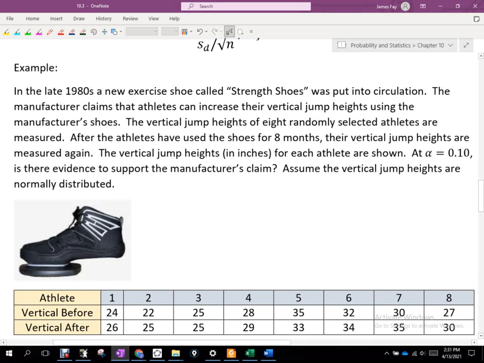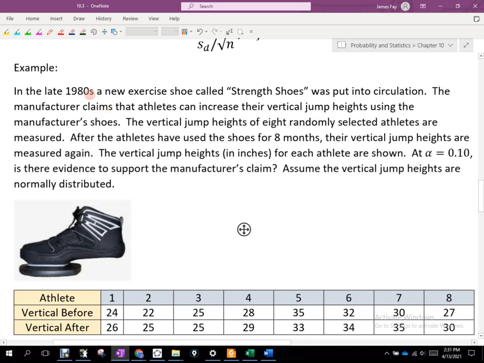So here it says in the 1980s an exercise shoe called strength shoes was put into circulation. The manufacturer claims that athletes can increase their vertical jump heights using the manufacturer's shoes. The vertical jump heights of 8 randomly selected athletes are measured. After the athletes have used the shoes for 8 months, their vertical jump heights are measured again. The vertical jump heights in inches for each athlete are shown. At alpha equal to 10%, is there evidence to support the manufacturer's claim? Assume the vertical jump heights are normally distributed.